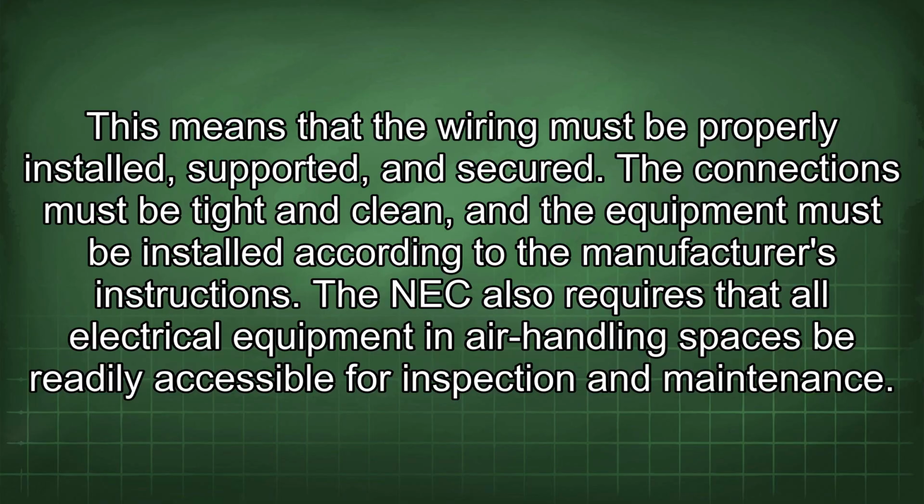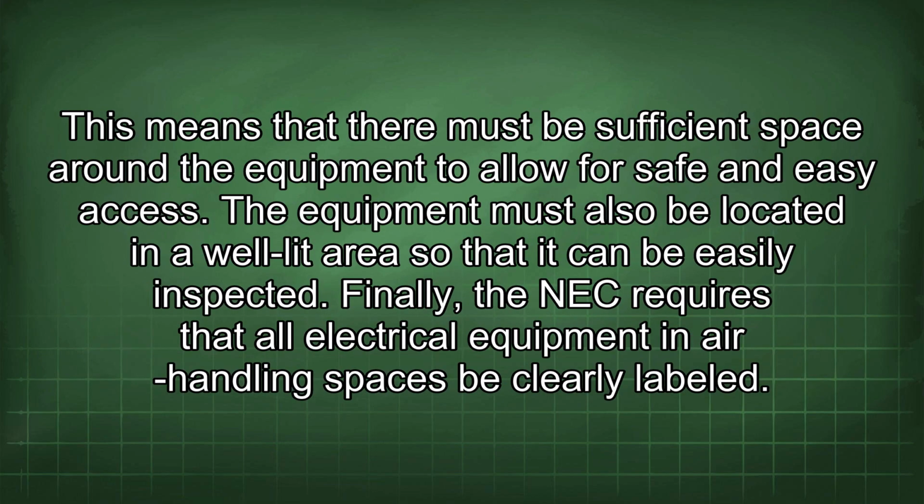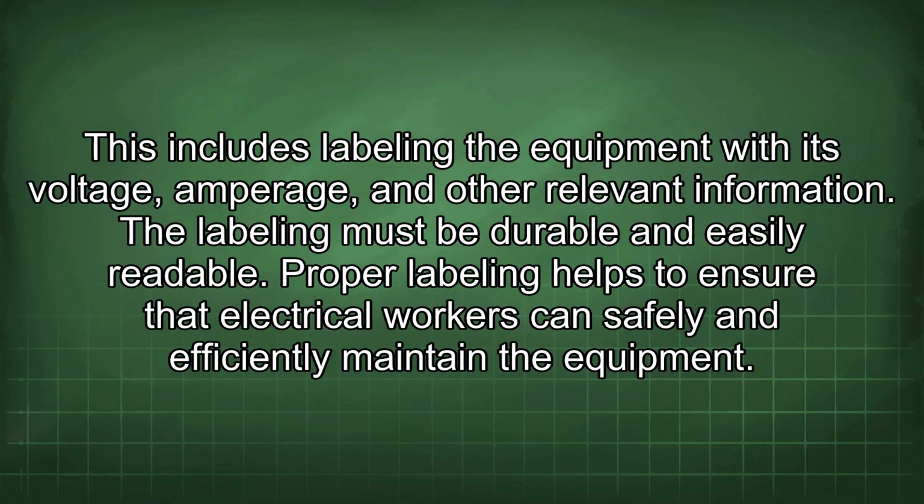The NEC also requires that all electrical equipment in air handling spaces be readily accessible for inspection and maintenance. This means that there must be sufficient space around the equipment to allow for safe and easy access. The equipment must also be located in a well-lit area so that it can be easily inspected. Finally, the NEC requires that all electrical equipment in air handling spaces be clearly labeled. This includes labeling the equipment with its voltage, amperage, and other relevant information. The labeling must be durable and easily readable. Proper labeling helps to ensure that electrical workers can safely and efficiently maintain the equipment.